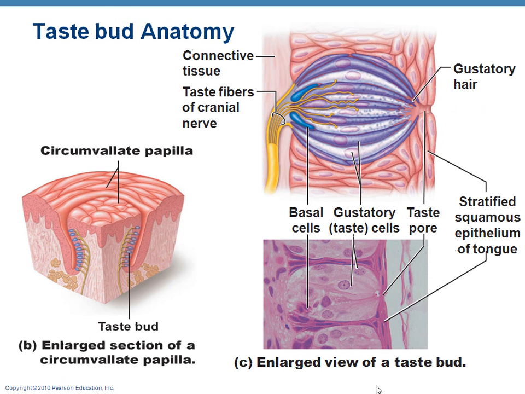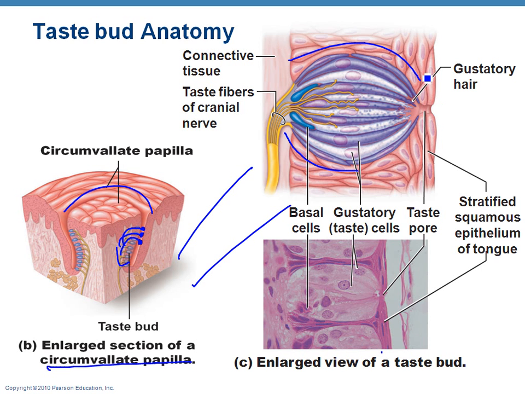So here we have an enlarged section of a circumvallate papillae. So here's where they've cut the half of the circle. And you can see the individual taste buds and how they all converge onto this nerve. So again, they enlarged another enlargement so that we could actually look at the cells inside a taste bud. So this entire part here is a taste bud.